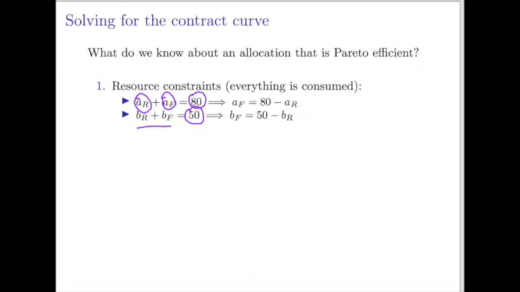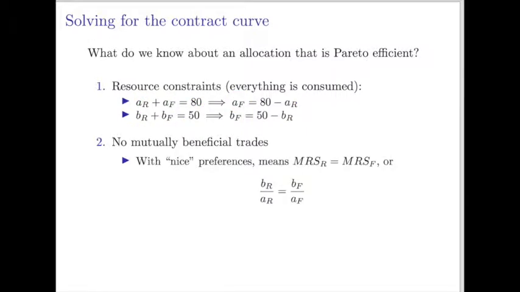If we have these, what we can then do is solve for Friday's apples in terms of how many apples Rob gets. Similarly, we can solve for Friday's consumption of bananas in terms of the number of bananas Rob gets. Next, we know, like I said earlier, the marginal rate of substitution needs to be equal. We've got these nice preferences here. They're Cobb-Douglas. So all we need to check is that the marginal rates of substitution are equal.